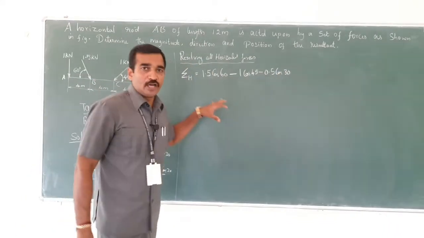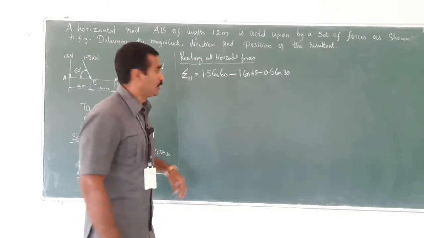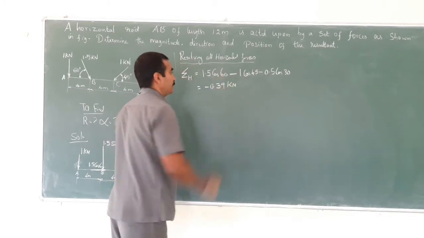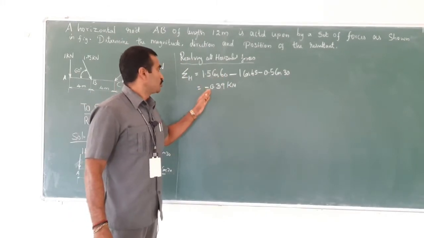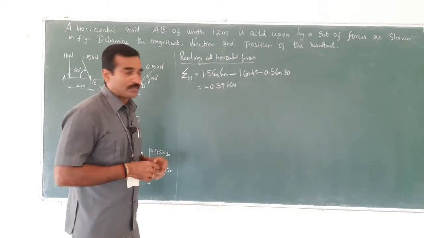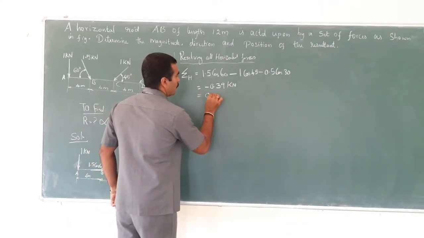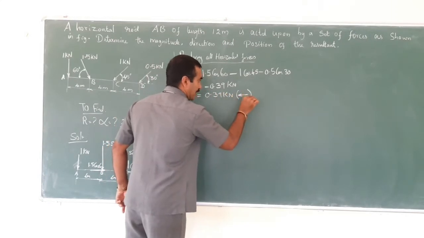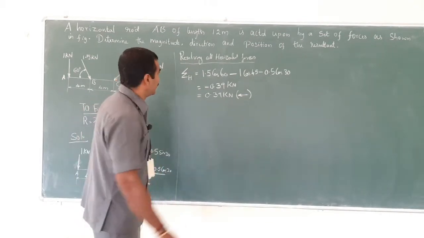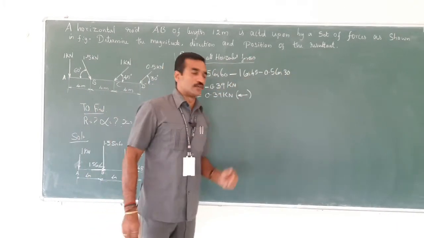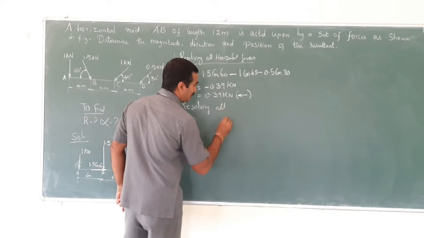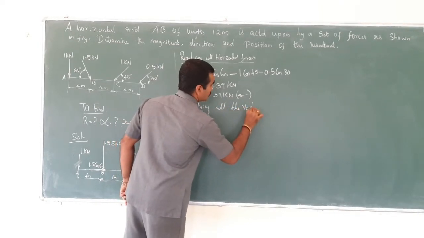If you just feed all these values in your calculator, you will get approximately minus 0.39 kilonewton. So which can be written as 0.39 kilonewton in the negative direction. Got it? Next, I am going to resolve all the vertical forces.